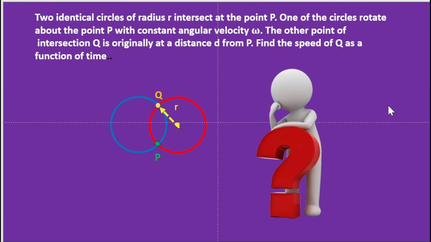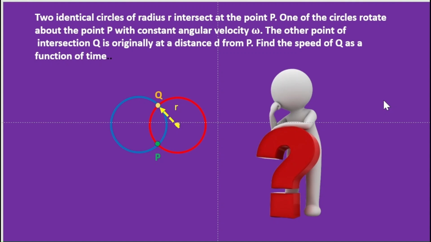Today I am going to present an amazing problem from rotational kinematics. Let's have a look at this question. Two identical circles of radius r intersect at point P, with constant angular velocity omega. The other point of intersection Q is originally at a distance d from P. Find the speed of Q as a function of time. Please have an attempt before going to check out my solution.